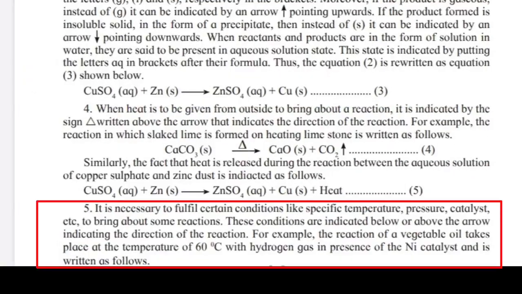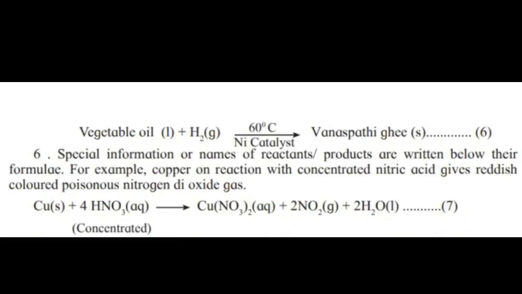Fifth point, it is necessary to fulfill certain conditions like specific temperature, pressure, catalyst, etc. to bring about some reactions. These conditions are indicated below or above the arrow indicating the direction of the reaction. For example, the reaction of vegetable oil takes place at the temperature of 60 degrees Celsius with hydrogen.